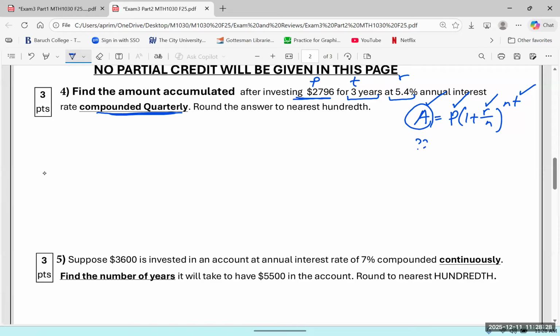So you place everything. Our initial amount is 2796.1. Plus, for the interest rate, you have to move the decimal 2 places to the left. So I get 0.054. And you're compounding quarterly. So when you do something quarterly, how many times do you do it? 4. If you forget, think about how many quarters we have in a dollar. And then you know the answer. And on the top, we have quarter times our time, which is 3.